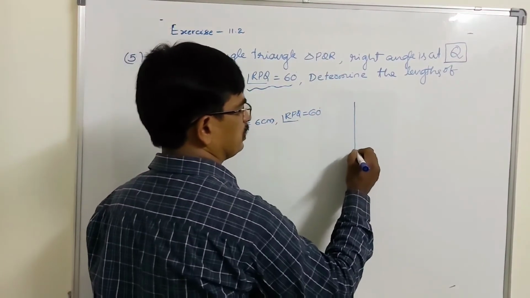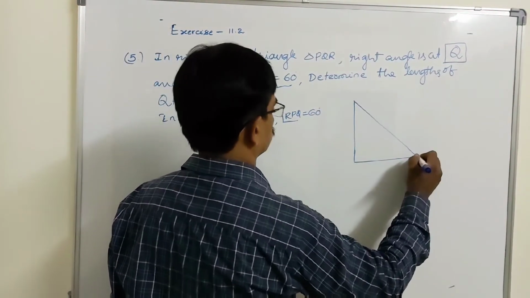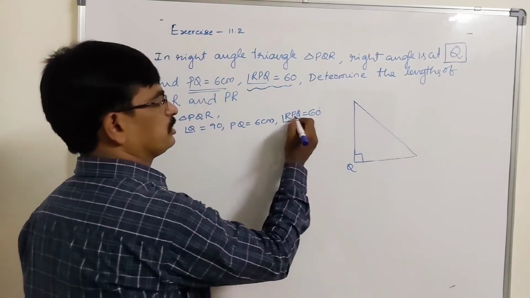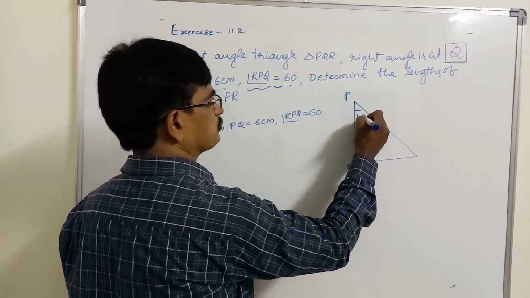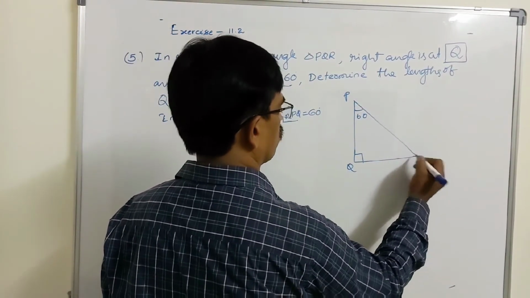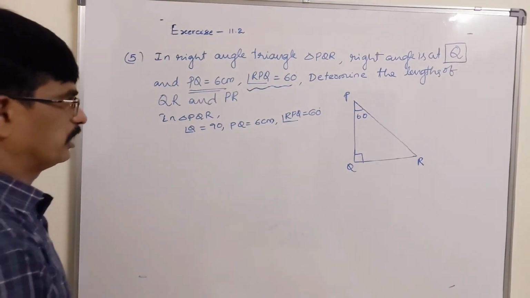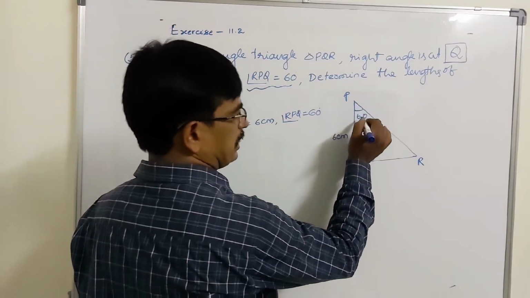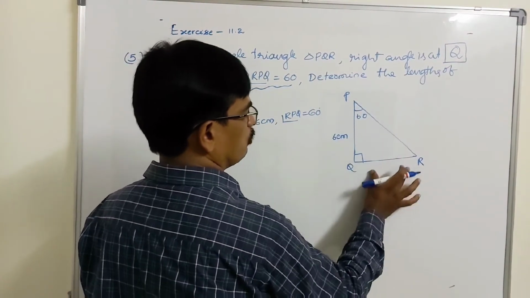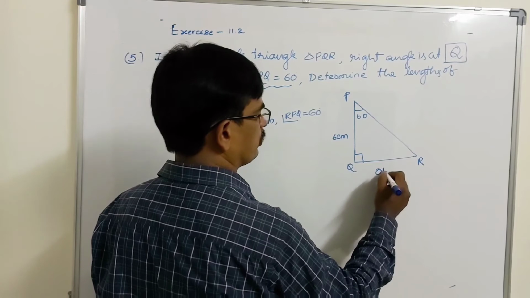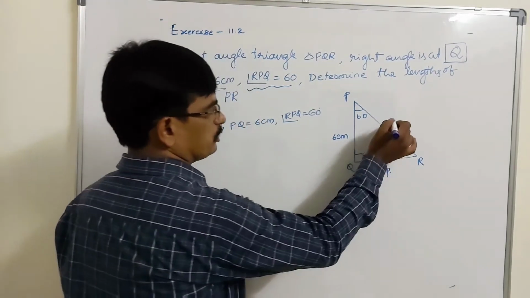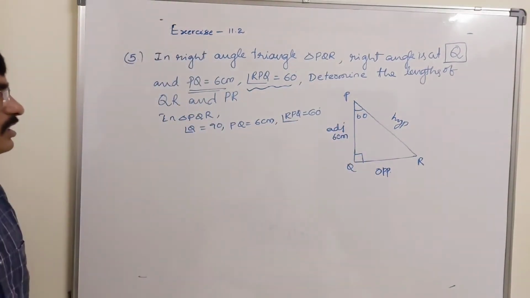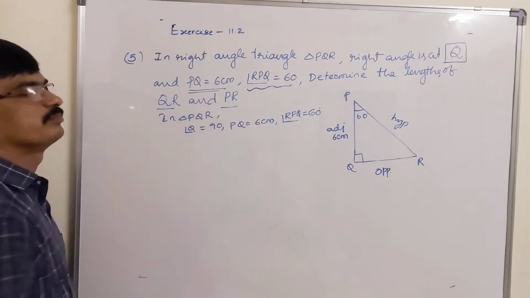Now let us draw the triangle. Angle at Q is 90 degrees, angle at P is 60 degrees, this one is R. Okay, PQ length is here 6 centimeters given. Now angle at vertex P is 60 degrees, QR is opposite to 60, hence QR becomes the opposite side, and PR becomes the hypotenuse, and PQ is the adjacent side. Now we are going to find out QR and PR.